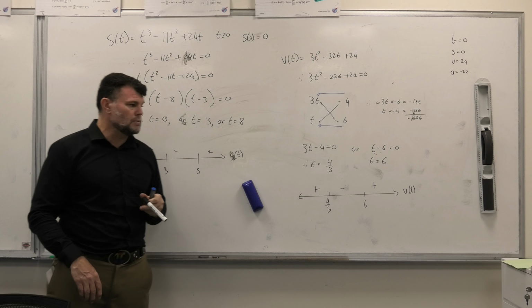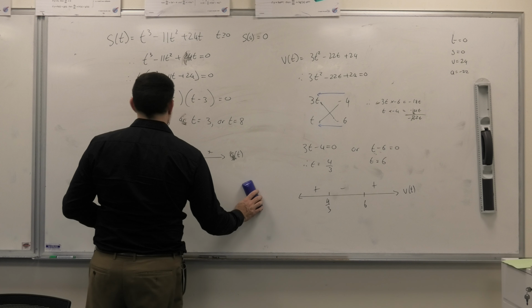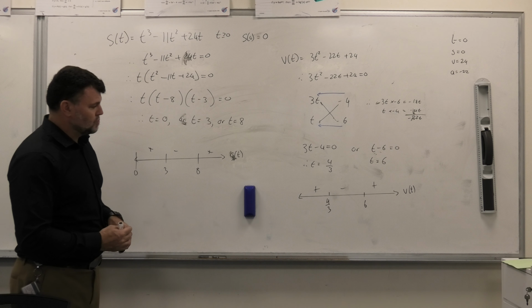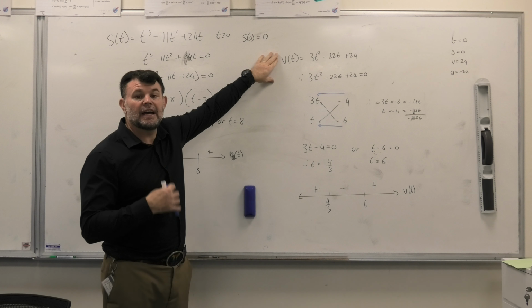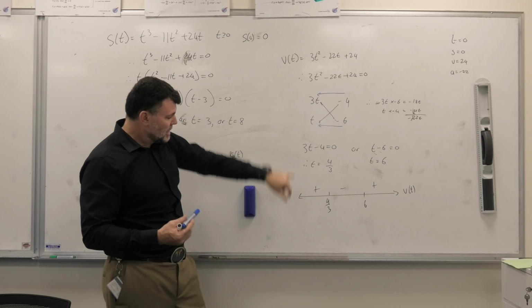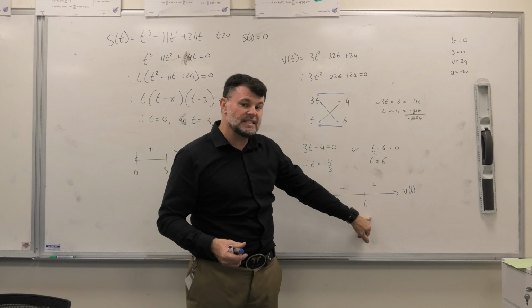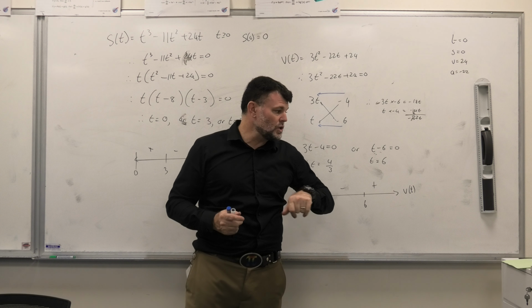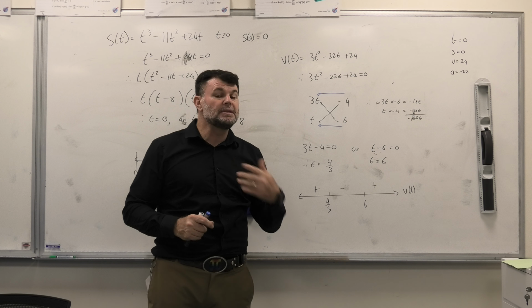Part E is saying at what times does the object reverse direction? Find the position of this object at each of these times. Okay, well, we've already got that information as well. We know that when v of t is equal to 0, that's when it has a change of direction. So we have a change of direction when t is equal to 4/3 and when t is equal to 6. However, this question is asking us to find that and then find out the position.